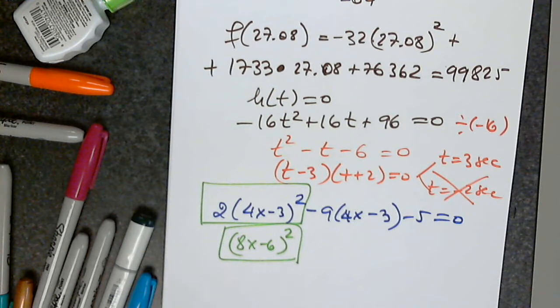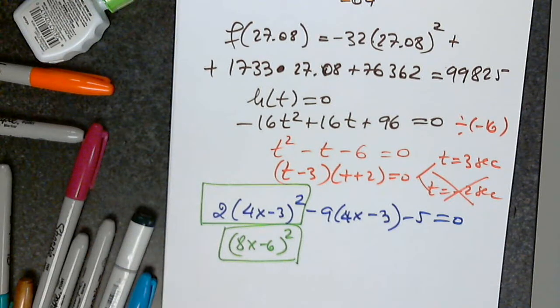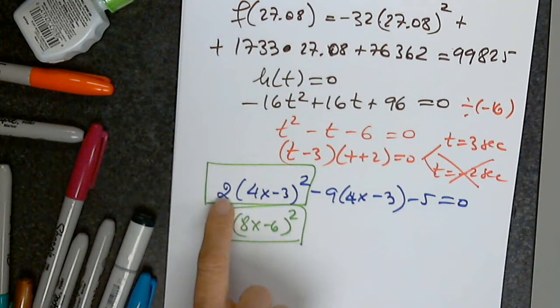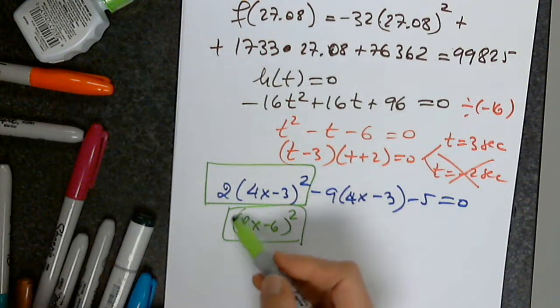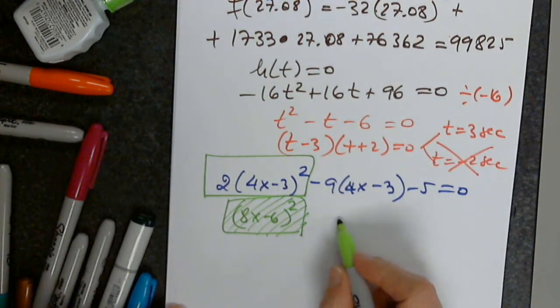Order of operations. I have to square first and then multiply. So it's okay. We learn from our mistakes. I always hope that I learn from my mistakes, talking about myself. So please remember, you cannot distribute before you square. So careful with that.